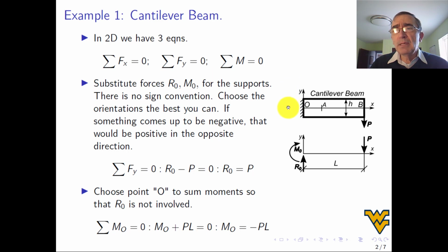Now the cantilever beam is loaded with a vertical load P, and is supported, clamped, at this end. You can see this symbol. What this symbol means is that the beam cannot move in the x direction, in the y direction, and it cannot rotate. The next thing I'm going to do immediately is replace this symbol by forces, the forces that the support will make on the structure.